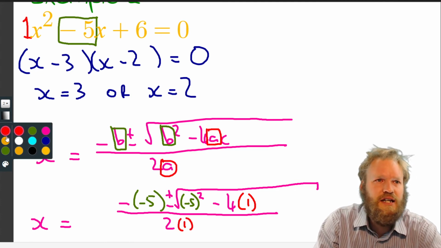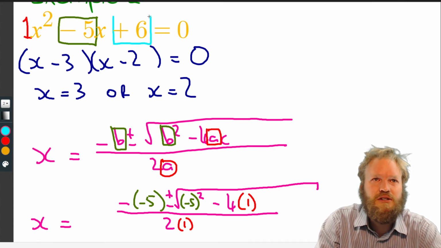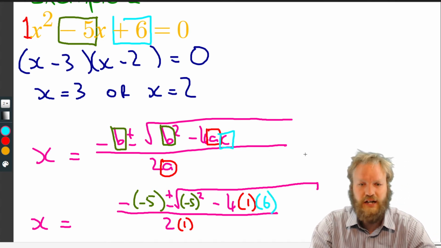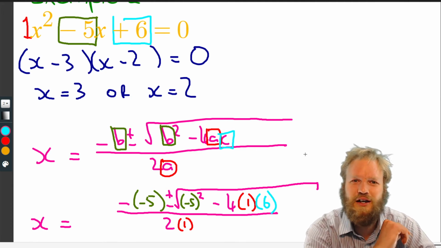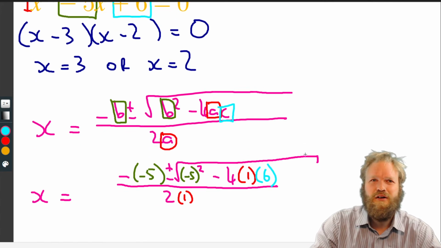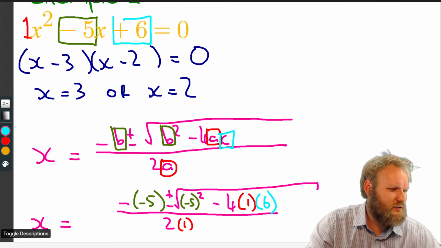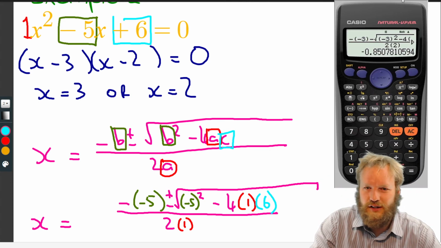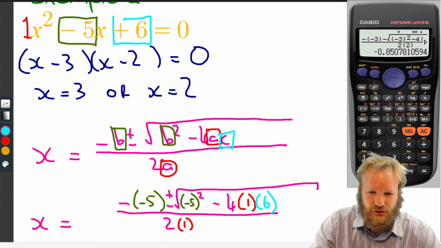And we've got c left. So c is positive 6. So there's where c appears in our formula. So we're going to put positive 6. Okay. Punch it into your calculator. And what two answers do you get? Well, let's put it in. Let's move our calculator up here and punch it all in.